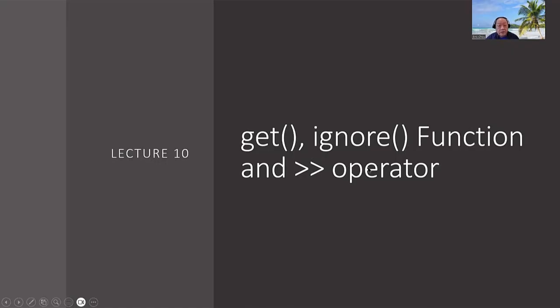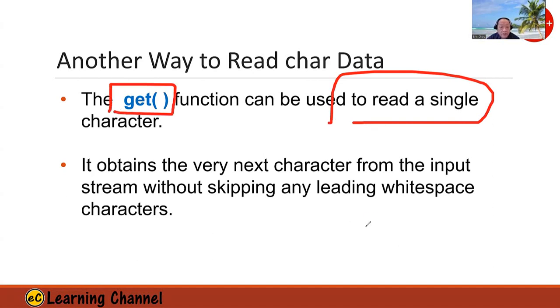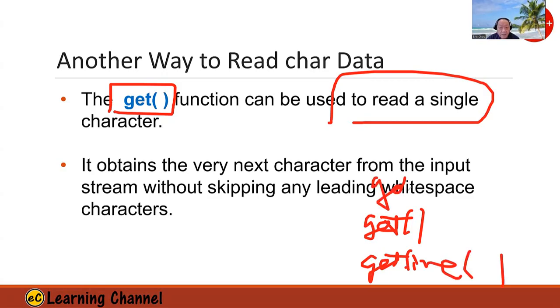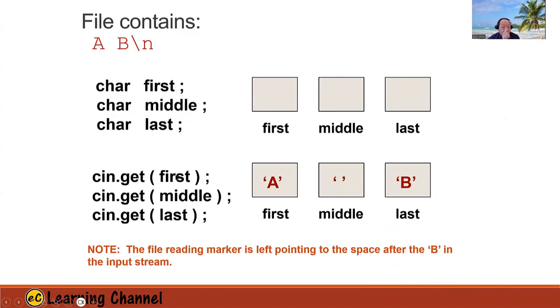Next one is the get function, ignore function, and extract function. The get function is used to get a single character. There's get, there's getline, and there's another function called gets. So gets is getting the string, get is getting the character, and getline is getting the whole line until a newline mark. These are three functions you need to remember. So you get the first character, the second character, the middle character, and the last one.